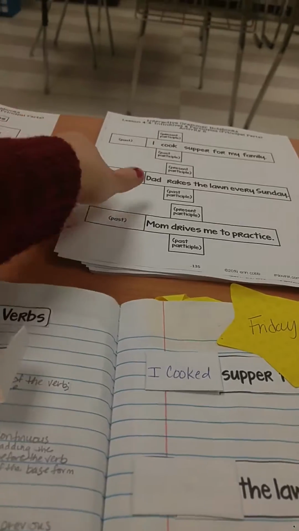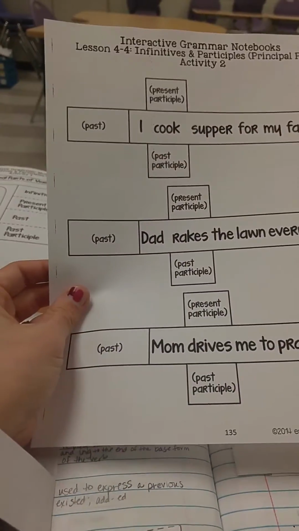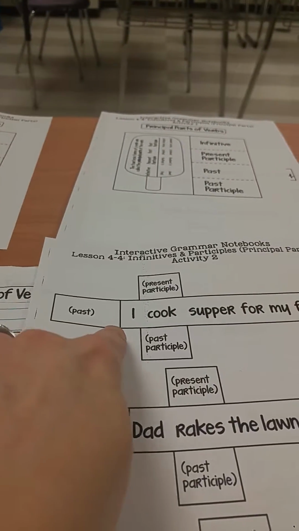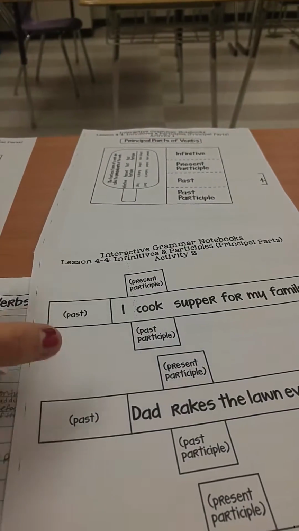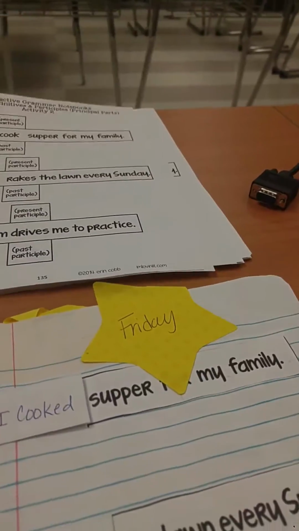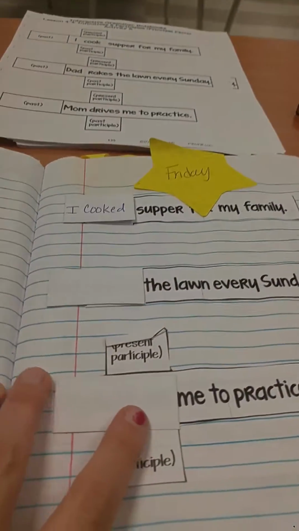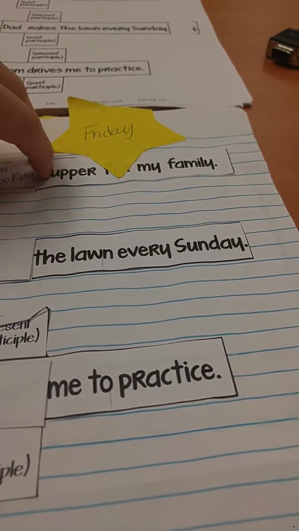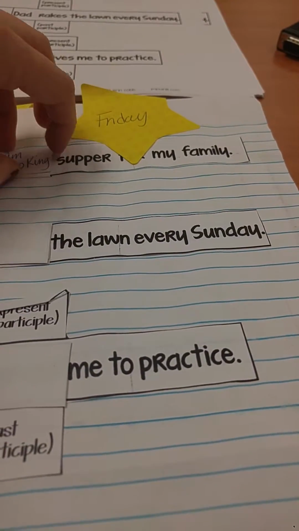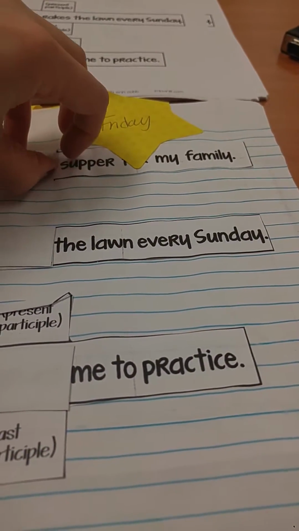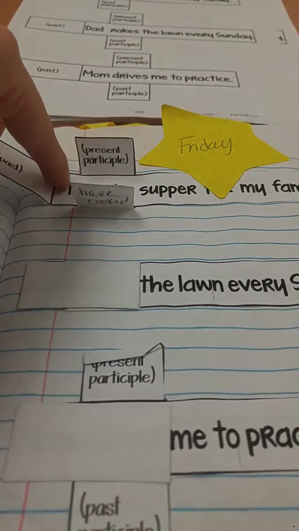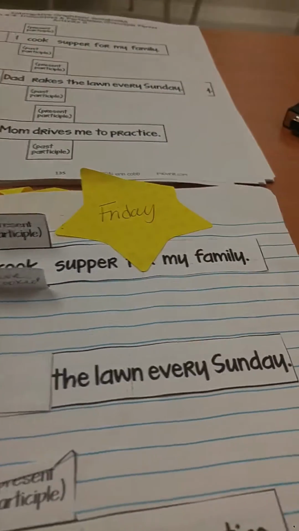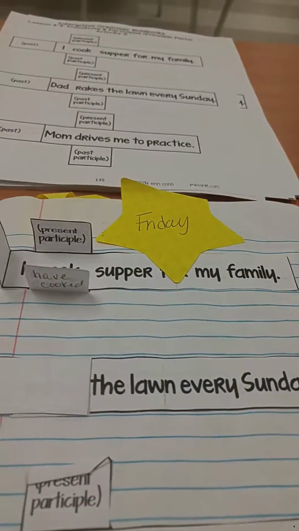Now, after you have all those definitions written down, you're going to get this sheet, and what you're going to cut is you're going to cut along the black lines, just along the whole black line. So you're going to have kind of like a T formation. Because what you're going to do is you're going to glue down the main part, but you're going to have these still up. So you're only going to glue down the sentence part. So the part that says, I cook supper for my family.